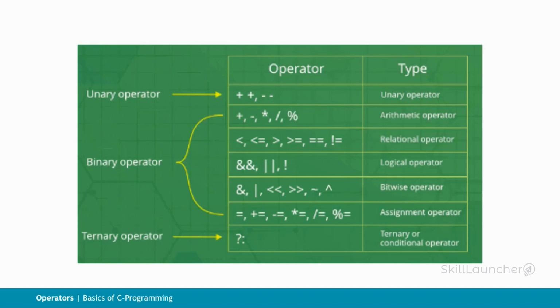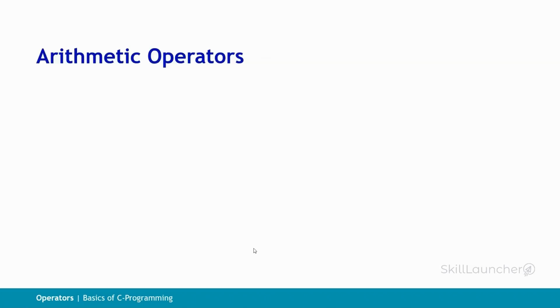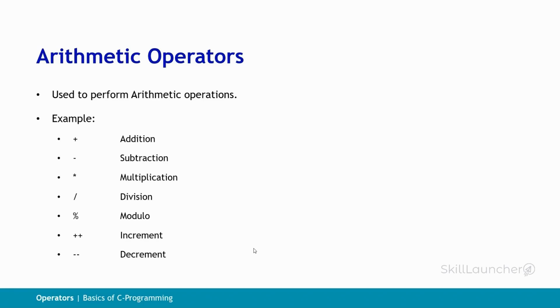Now comes the ternary operator. You might have guessed its definition. Yes, ternary operators require three operands to perform any action. There is a single ternary operator called the conditional operator. Let us learn all these operators one by one. Coming to arithmetic operators. An arithmetic operator performs mathematical operations such as addition, subtraction, multiplication, division, modulo, increment, and decrement. You might be knowing most of them. Let us revise them quickly.